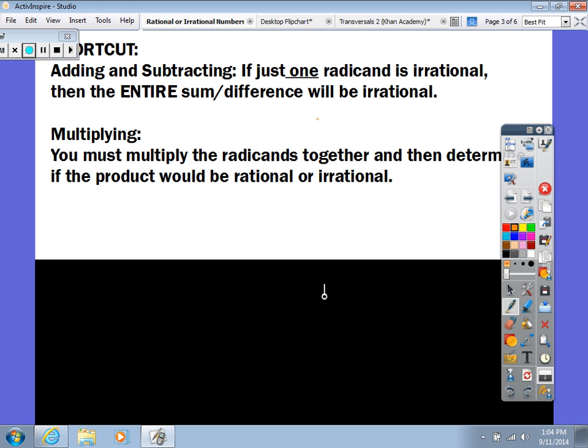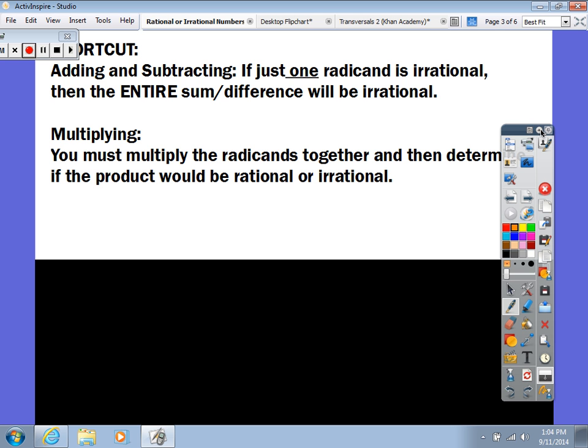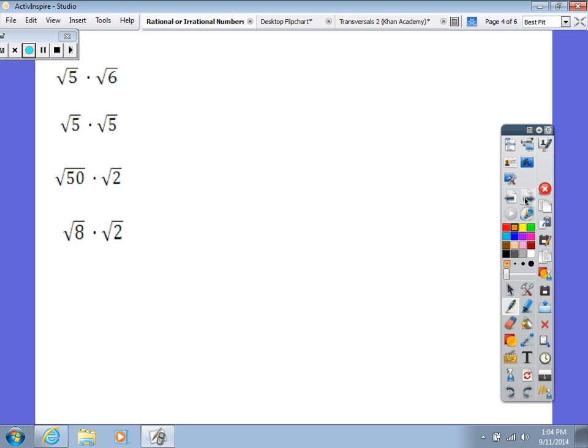All right? Multiplying, in order to figure out if your product would be rational or irrational, you're going to have to multiply the radicands together, and then you can determine if the product would be rational or irrational. So let's go ahead and look at some examples. Have it on this screen.